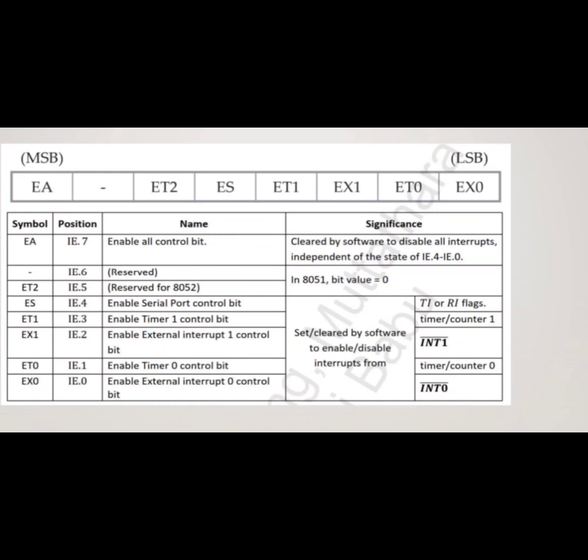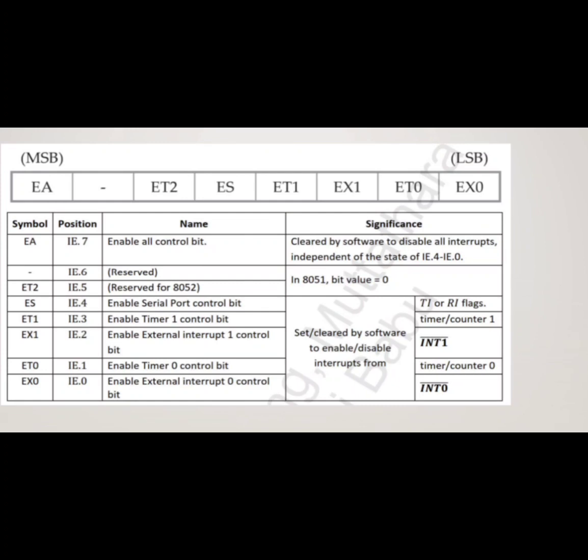Next bit is ES. ES is IE 4th bit, which means enable serial port control unit. It is controlled by the TI or RI flag, the transmission interrupt or receive interrupt flag. If it is 1, this interrupt is enabled. If it is 0, this interrupt is disabled. The next bit is IE3. This is enable timer 1 control unit.